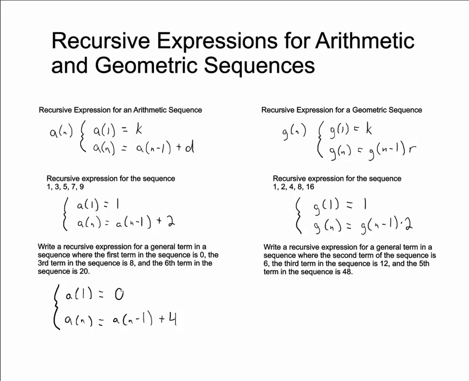So we're given the second term. We need the first term to be able to define this recursively. So we know the common ratio is 2. So that means we can just divide 6 by 2 to get the first term. So g of 1 is equal to 3. And then the general part of this recursive expression would be g of n is equal to g of n minus 1 times 2.